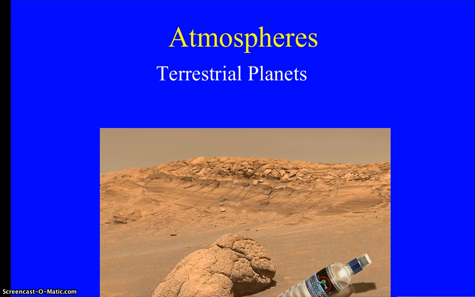So now we're going to talk about the atmospheres of the terrestrial planets. And this little picture here is just like a joke to talk about the fact that one of the things we're most interested in when we think about the atmospheres of the terrestrial planets is the fact that there might have been water on Mars at some point.